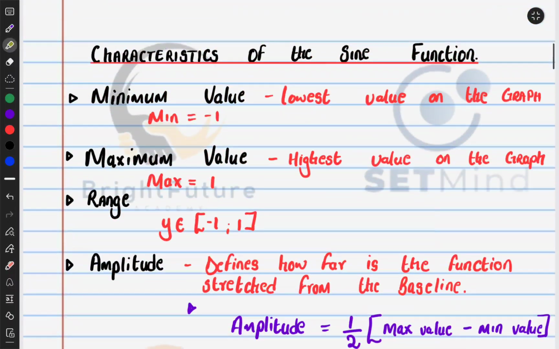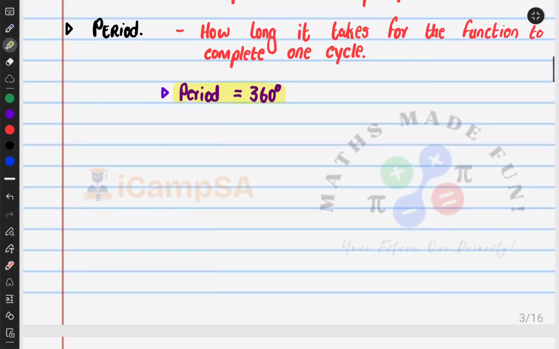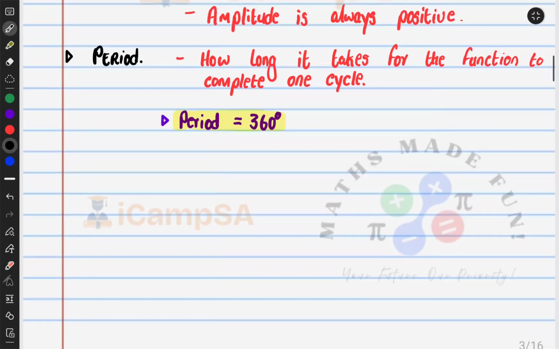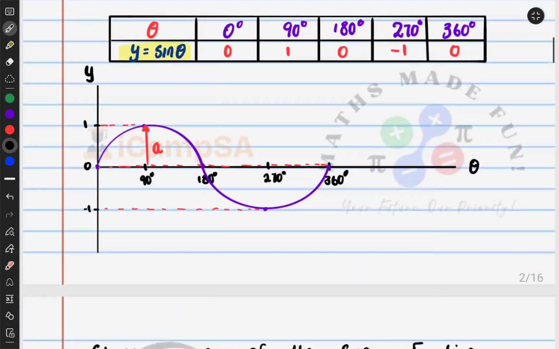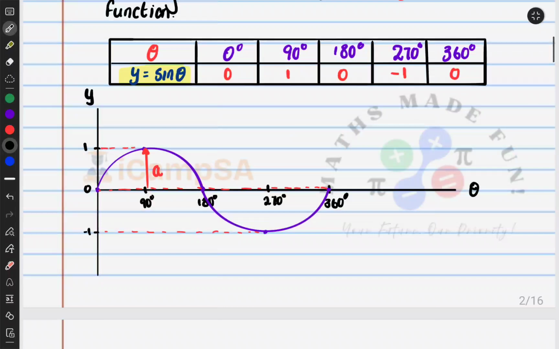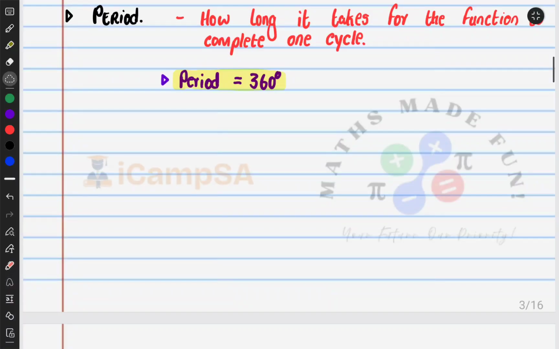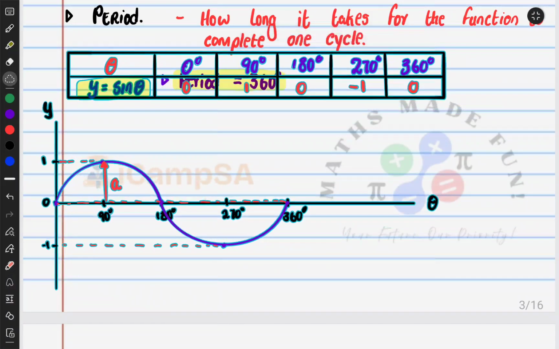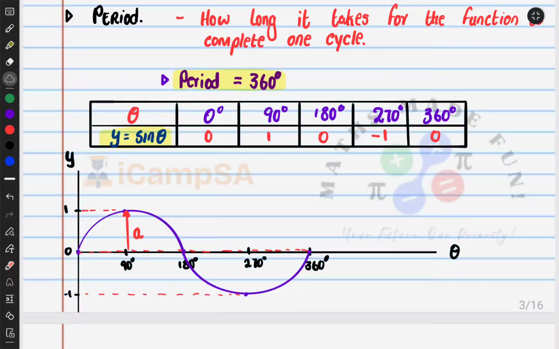Okay, so before we move to the cosine function, I want to demonstrate something for you guys about the period. As I've already mentioned, the period is how long it takes for the function to repeat itself. Let's come here. I'm just gonna need this copy. I just wanna show you something about the period.